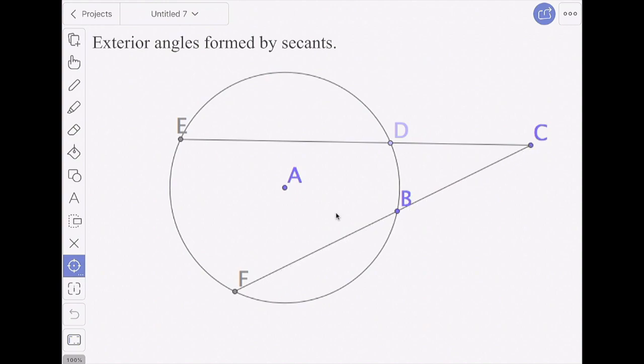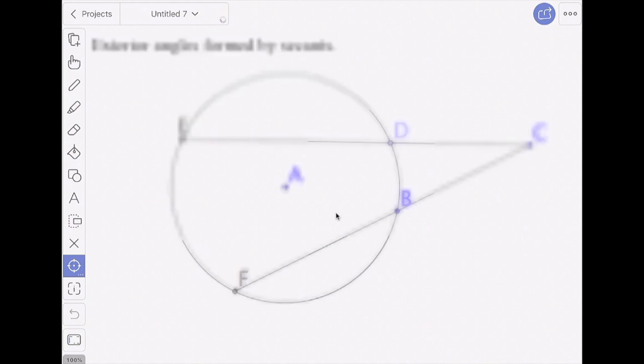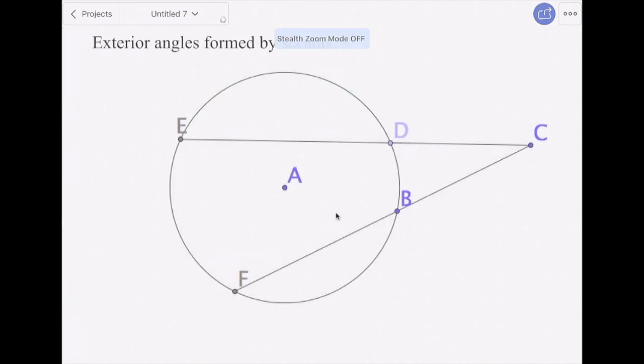So let me make it a more specific question by adding in some numbers.